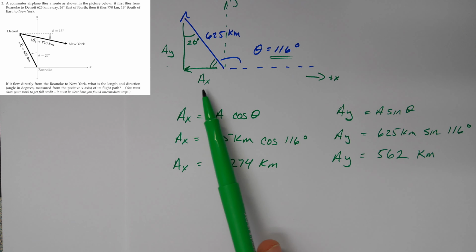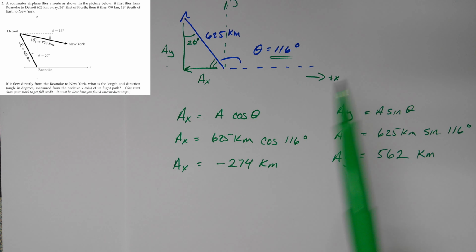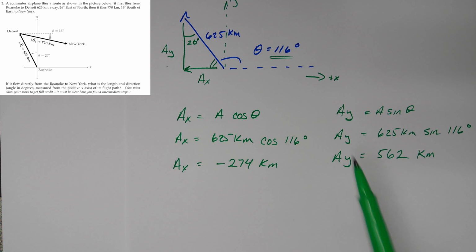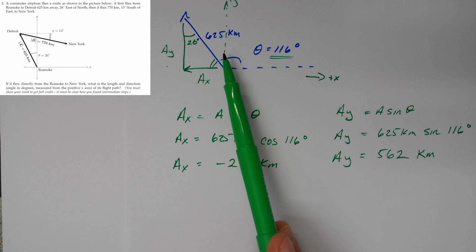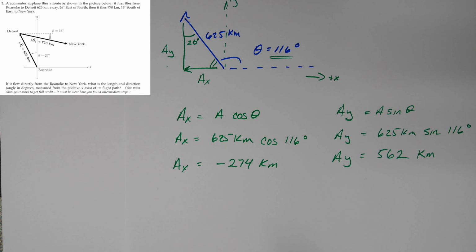So note that each of these things that we're getting match our intuition. A_x goes left, so it should be negative. A_y goes up, it should be positive. Both of them are less than the length of the vector. These are two vectors that have to add up to the third vector, so they have to be smaller. So these are reasonable.